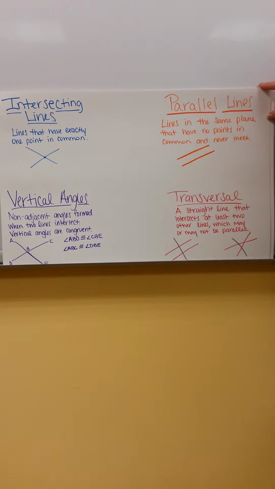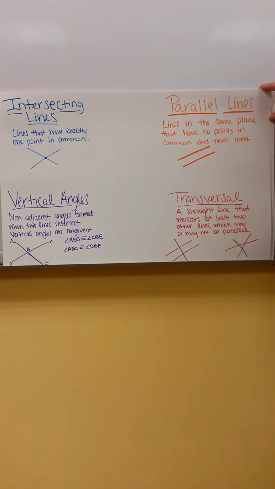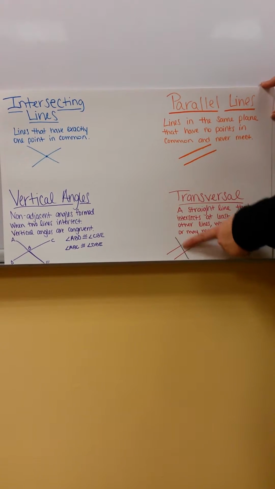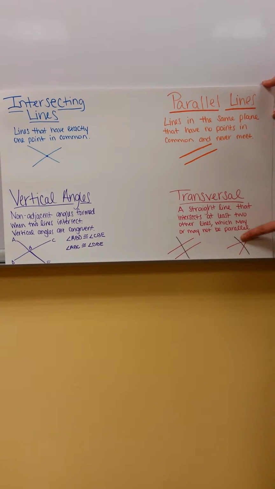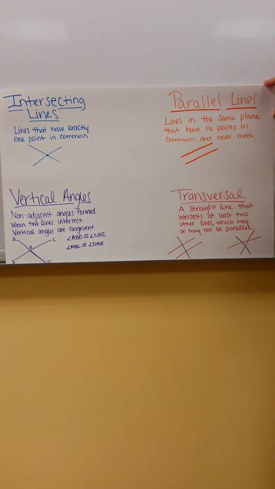A transversal is a straight line that intersects at least two other lines, which may or may not be parallel. As you can see here, this gray line is a transversal, and these two lines are parallel. This one is also a transversal, but these lines are not parallel, but it's still a transversal.